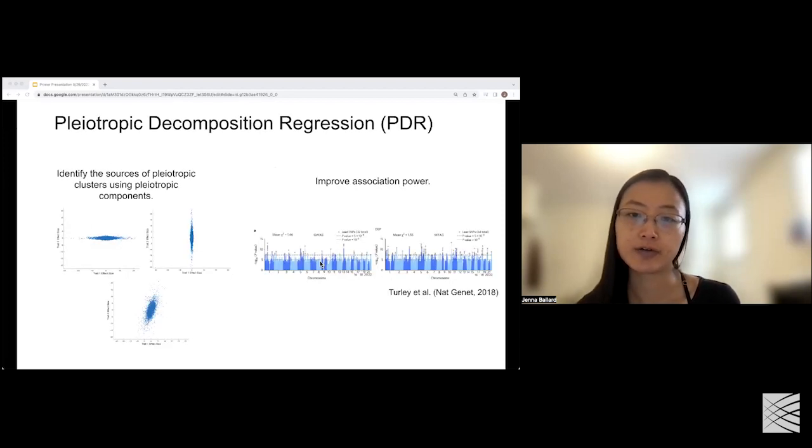So given that overview of previously existing methods for partitioning heritability, improving effect size estimates, and causal inference, here I present pleiotropic decomposition regression, or PDR, which mainly aims to do the first two, but could have potential applications in causal inference as well. Before I go on to talk about PDR in more detail, I'll pause and see if there are any questions so far.